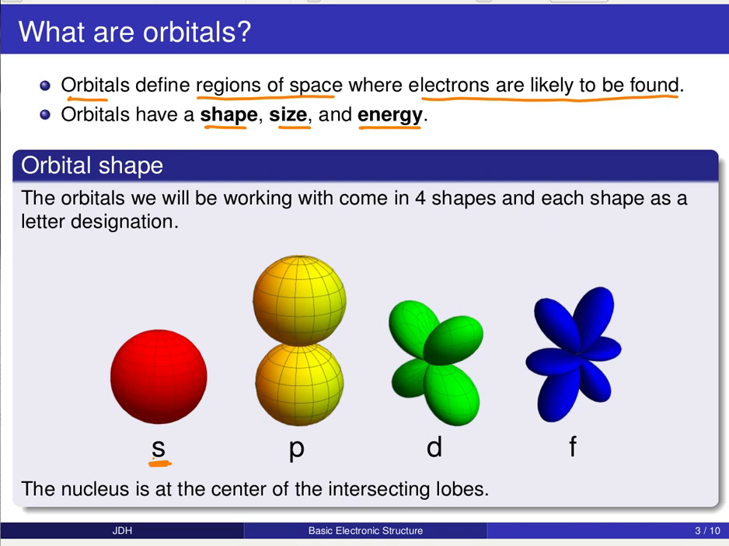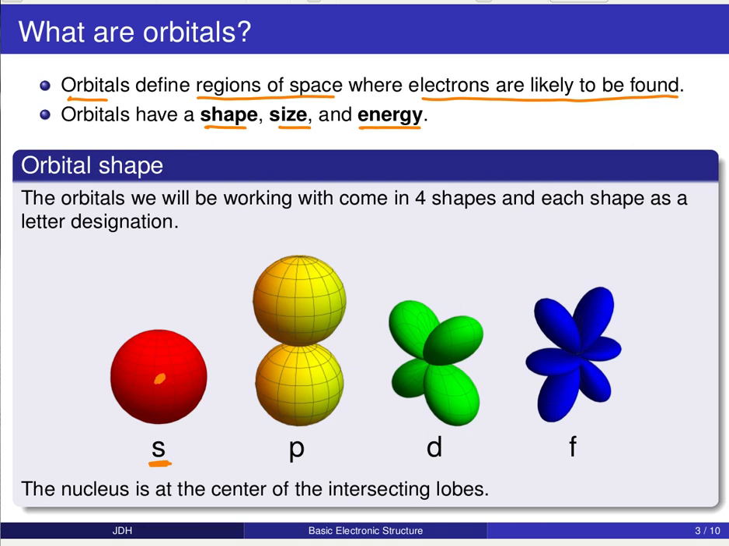We'll call this an S orbital, where you basically have a region of space defined as a spherically symmetric distribution around that central nucleus. You can picture a little dot right in the middle of a big sphere, like a big beach ball or something. And that is defining the region of space around that nucleus where you're likely to find the electron.